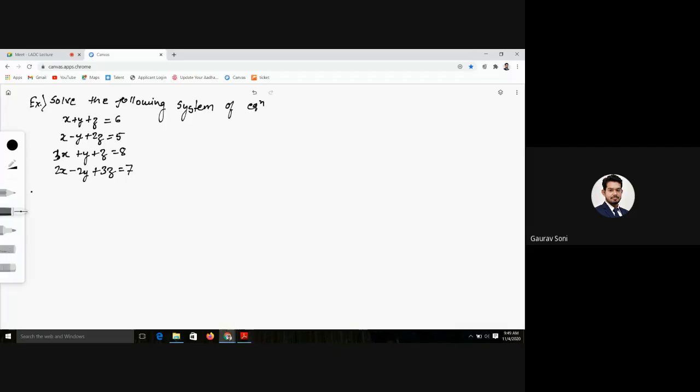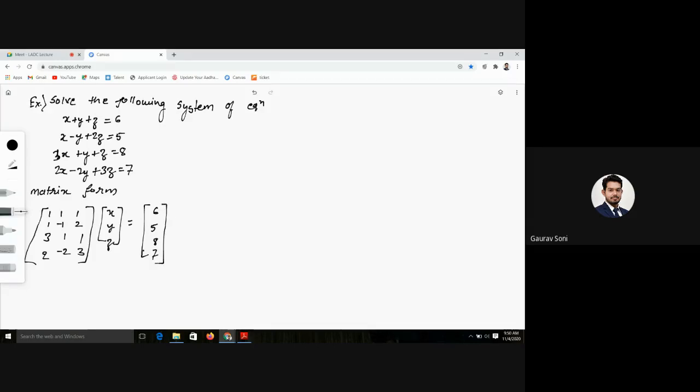So I'll write down the matrix form of this. The matrix form is 1, 1, 1, 1, minus 1, 2, 3, 1, 1, 2, minus 2 and 3. Then you have the vector of unknowns x, y, z. And the right hand side that you have is 6, 5, 8, 7. There's nothing new up to this.